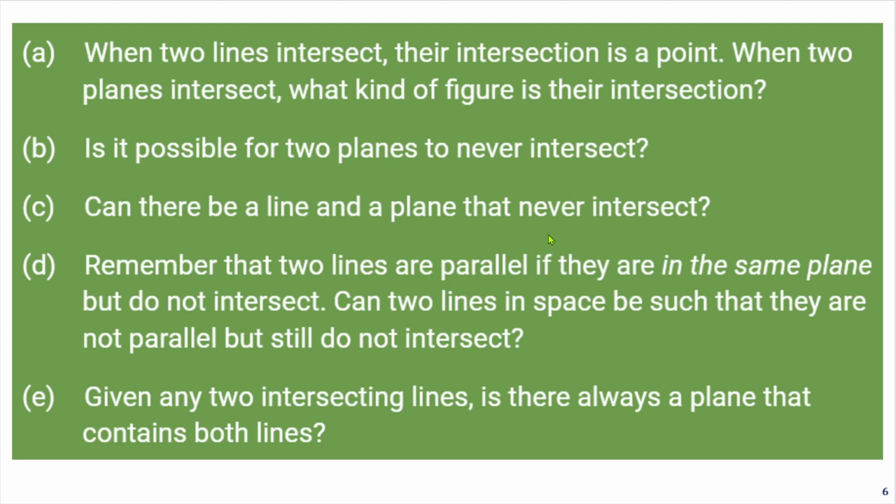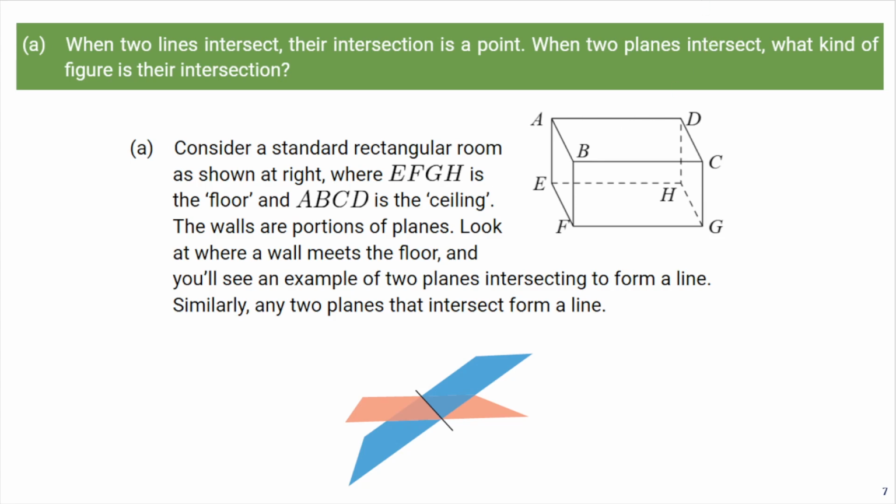Alright, have you finished? Okay, let's have a look at the solution together. First question, when two lines intersect, their intersection is a point. When two planes intersect, what kind of figure is their intersection? We can consider a standard rectangular room as shown at right, where EFGH is a floor and ABCD is a ceiling. The walls are portions of planes. Look at where a wall meets the floor, and you'll see an example of two planes intersecting to form a line. Similarly, any two planes that intersect form a line.